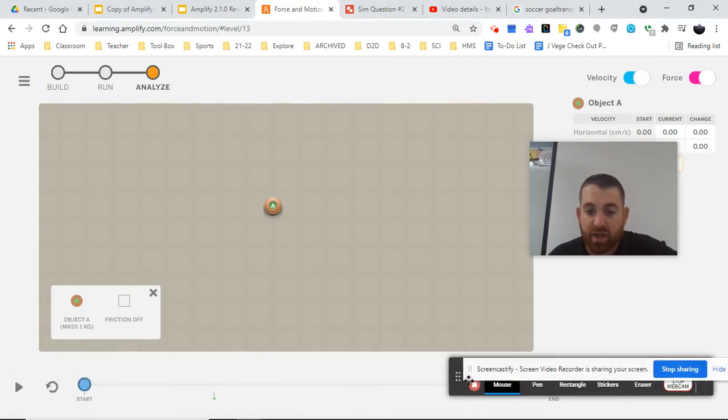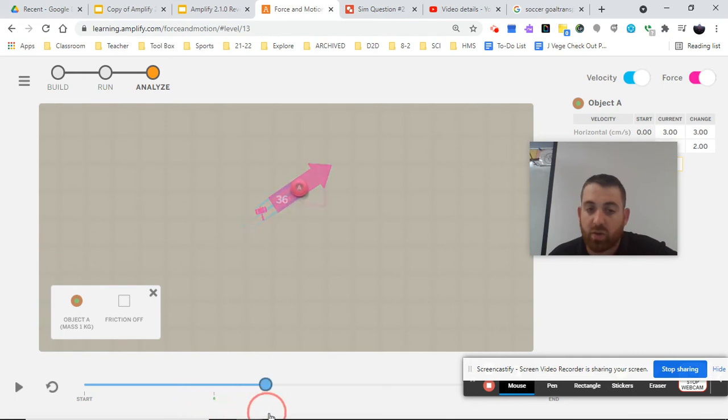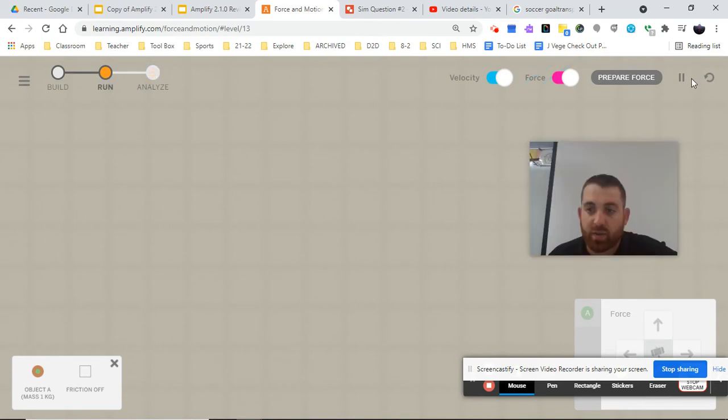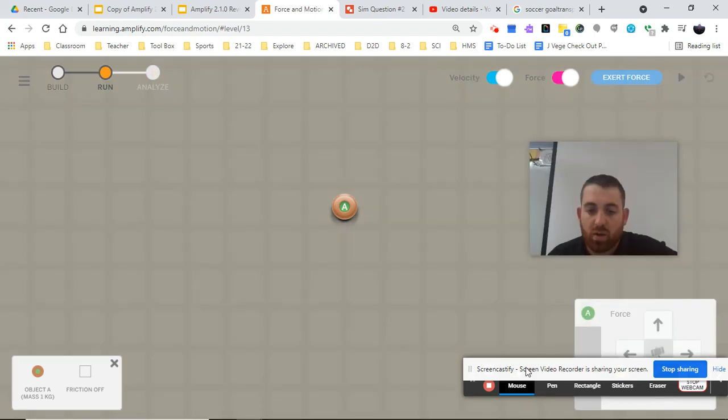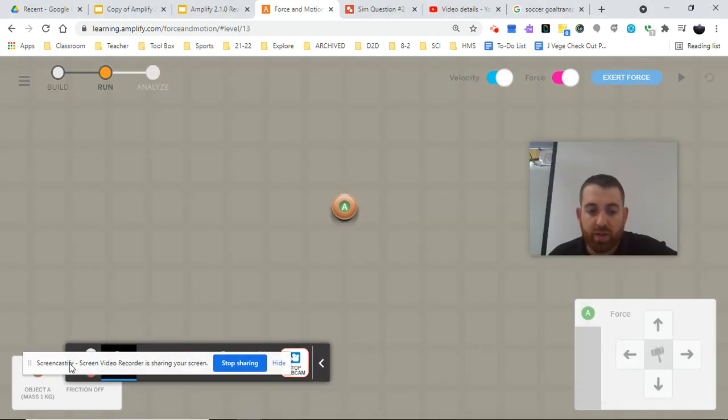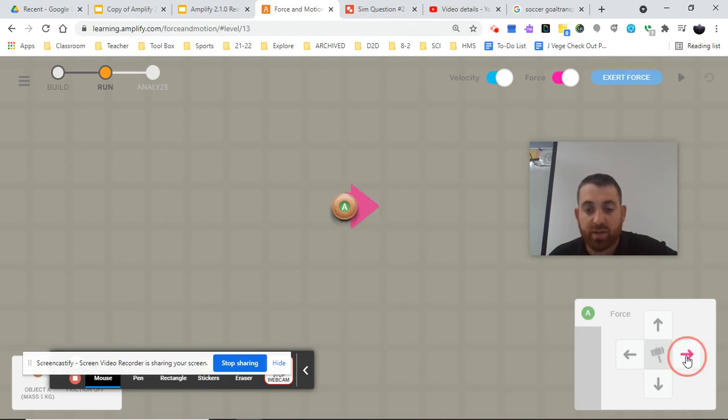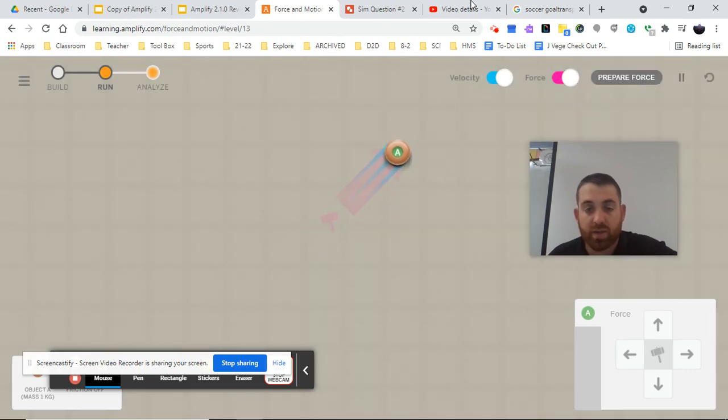If we were to make object A the soccer ball and apply a force up and a force to the right that were equal, we would see that as we play our simulation, the object would go to the top right. We could even run a very similar simulation, where we prepare our force, put a force to the right, maybe let's say 2, and at the same time have a force going up that's say 2, and what do you know? It goes to the top right.